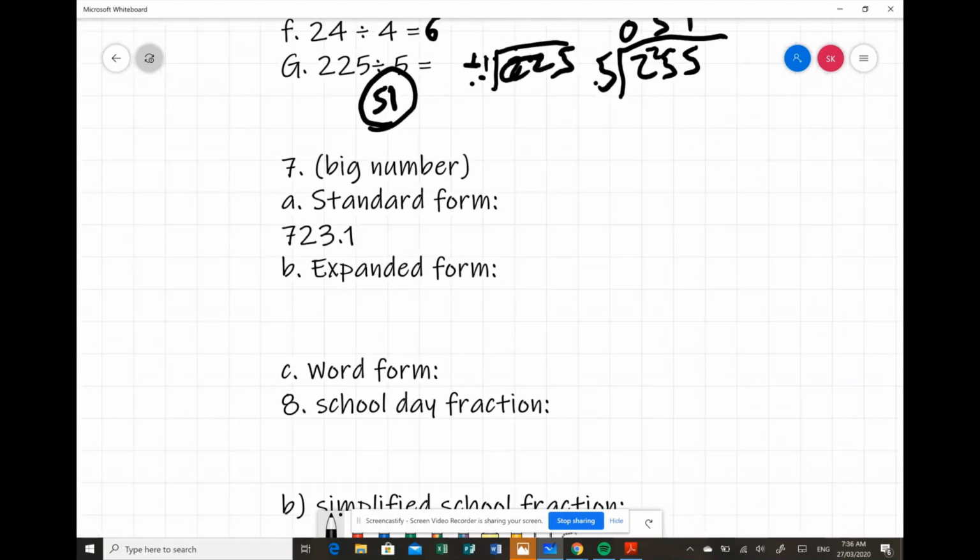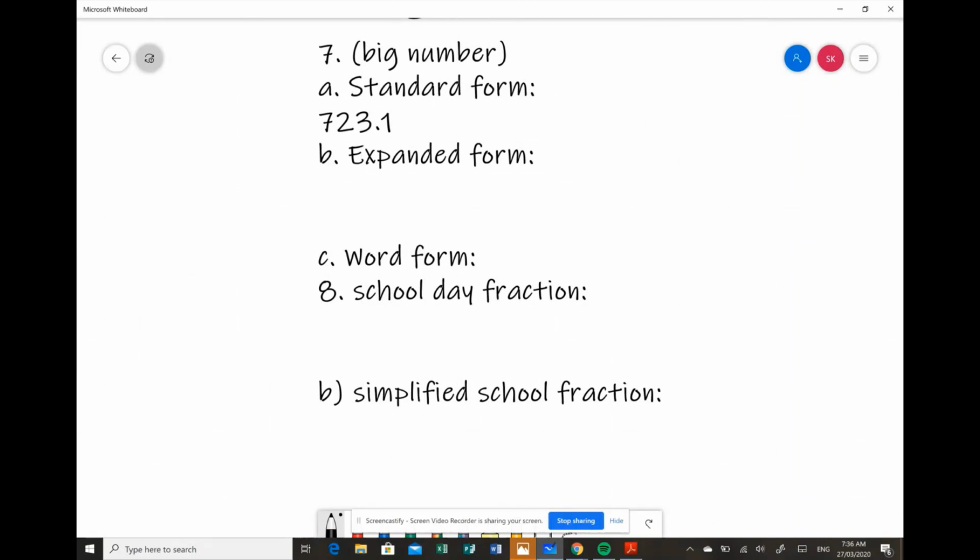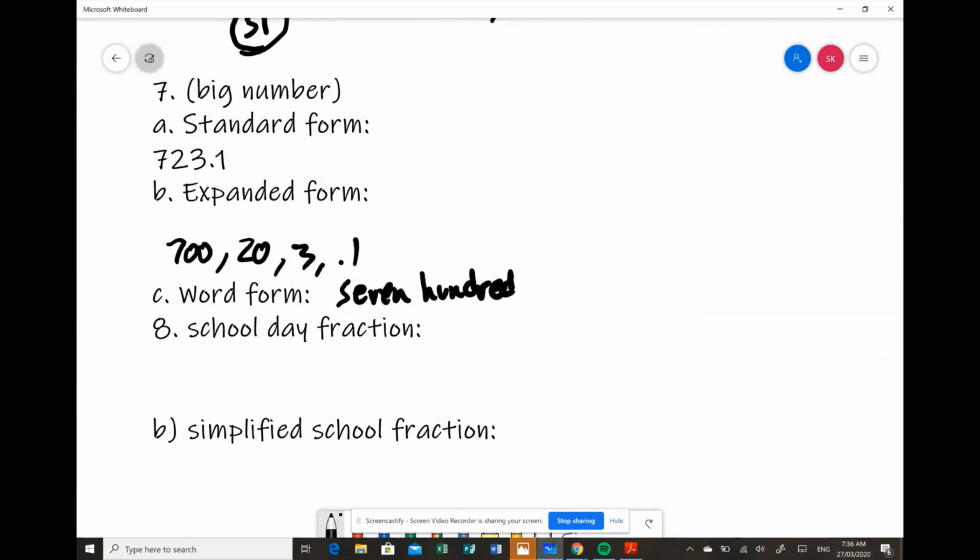Okay, down here. Let's expand this out. We're going to get 700, and then we're going to get a 20, and then we're going to get a 3, and then we're going to get a 0.1. Word form would be 700 and 23 and 0.1.